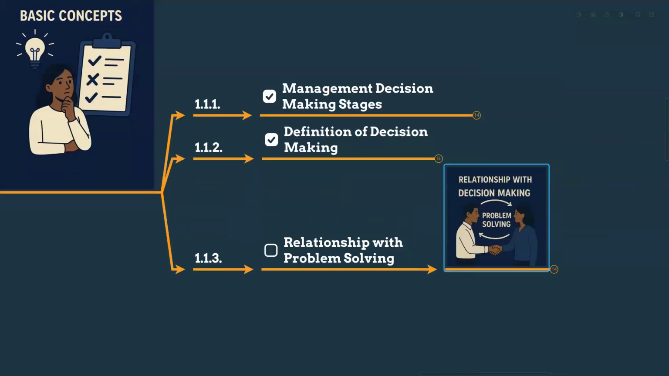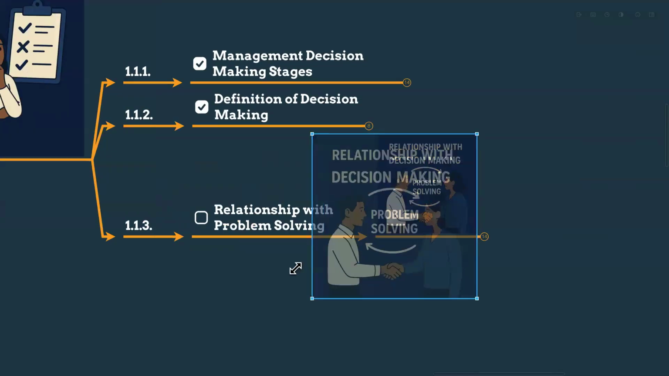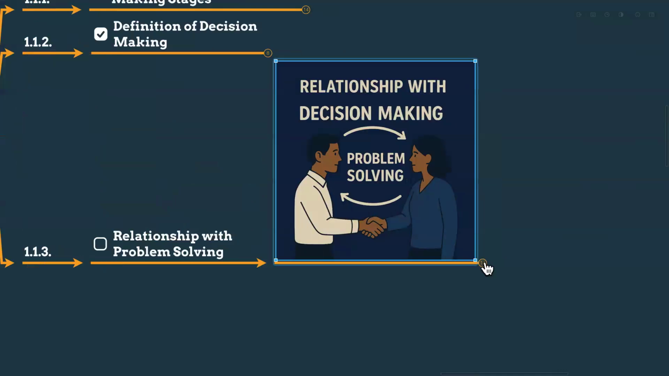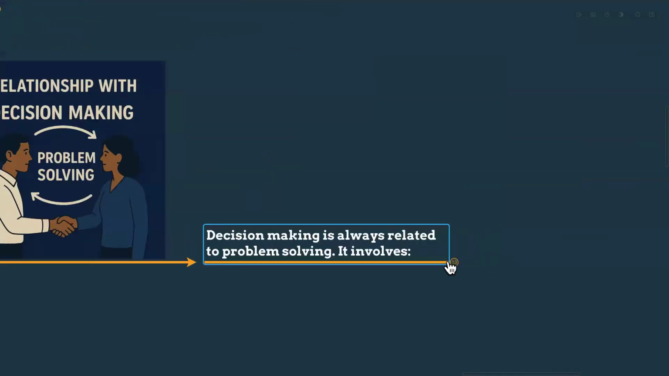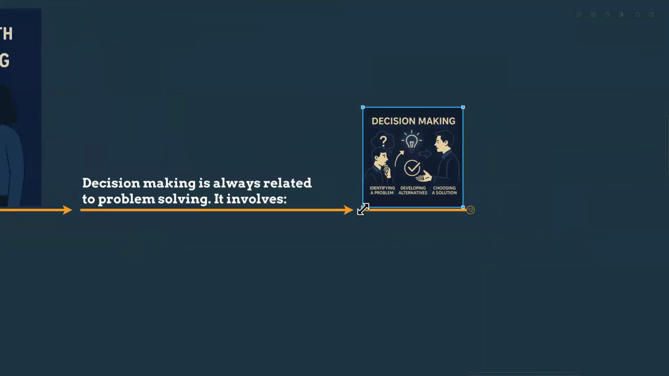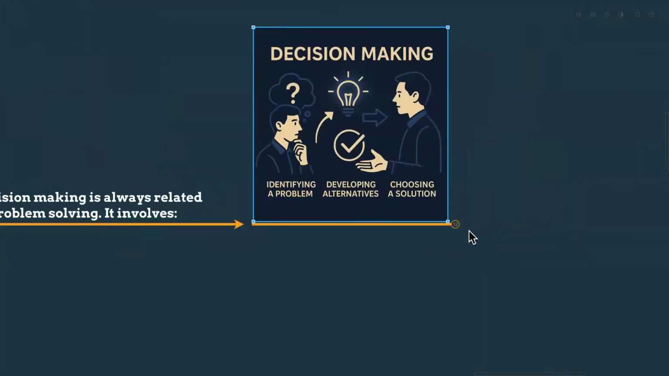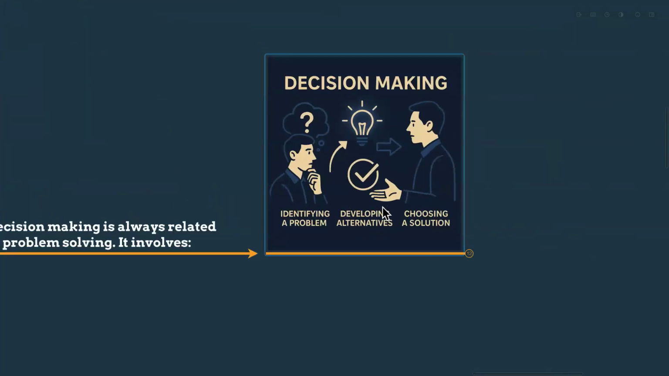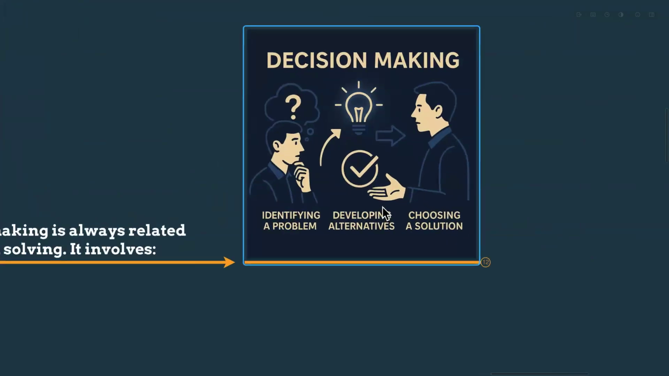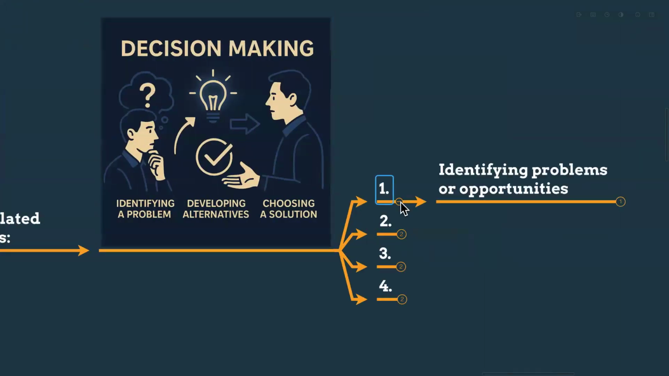Right? So let's see the relationship between problem solving and decision making. There is a relationship. So decision making is always related to problem solving. Why? Because we are identifying a problem and we are developing alternative ways to solve that problem, and choosing a solution is decision making, right?